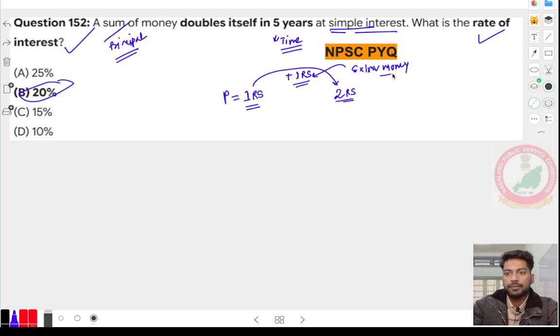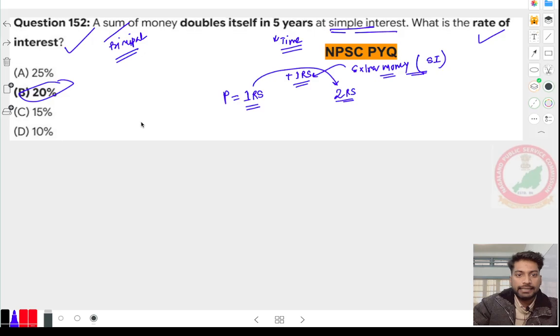And always remember, extra money calls interest. For this question it will be called simple interest. Always remember, if you are investing some money somewhere or if you are lending some money, you have to give some amount of extra money. That extra money is called simple interest or compound interest, depending upon the question.